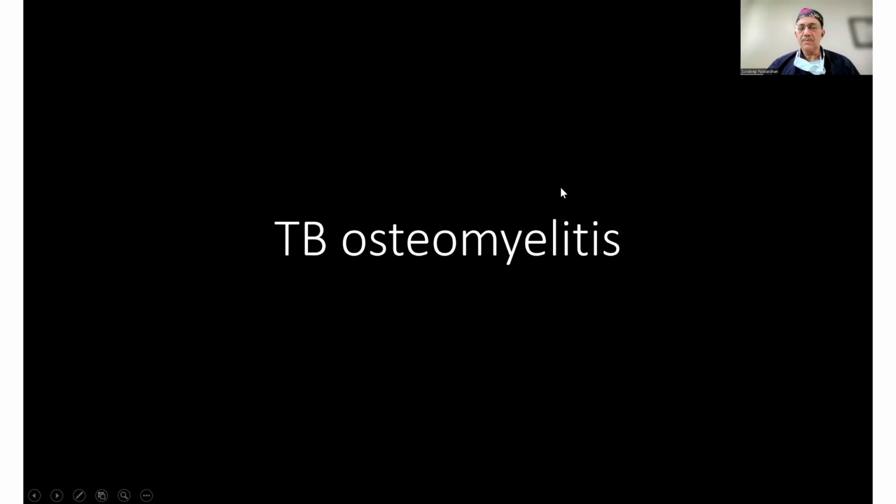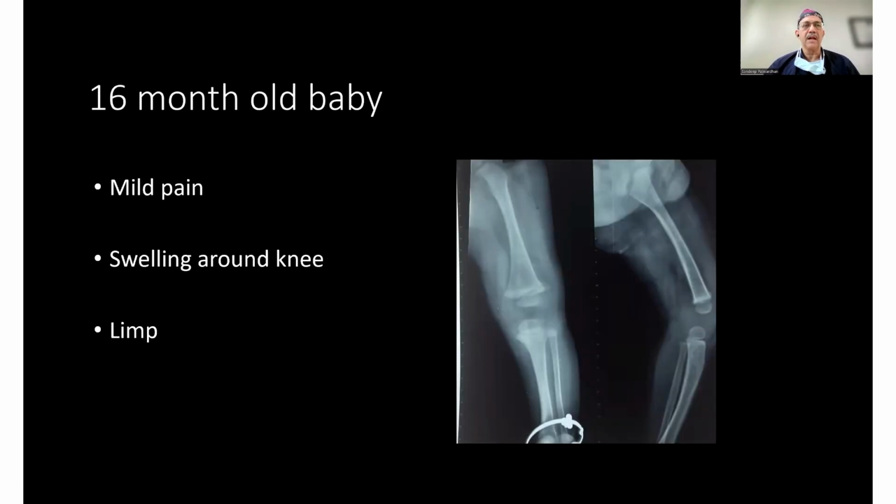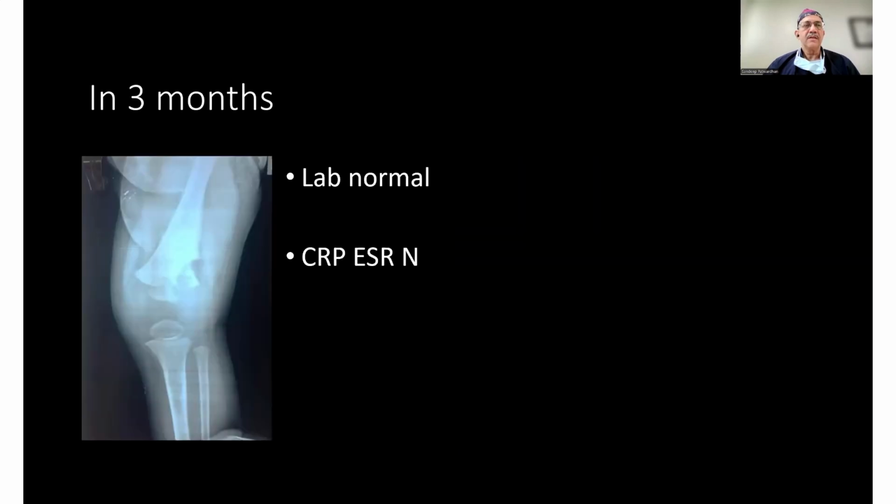Good morning. This is Dr. Patwardhan from Pune, and I'm presenting this case on tuberculous osteomyelitis. A 16-month-old baby came with mild pain and swelling around the knee with a little limp. This was his primary X-ray, which did not show much. But in 3 months, you can see a juxtaepiphyseal lytic lesion.